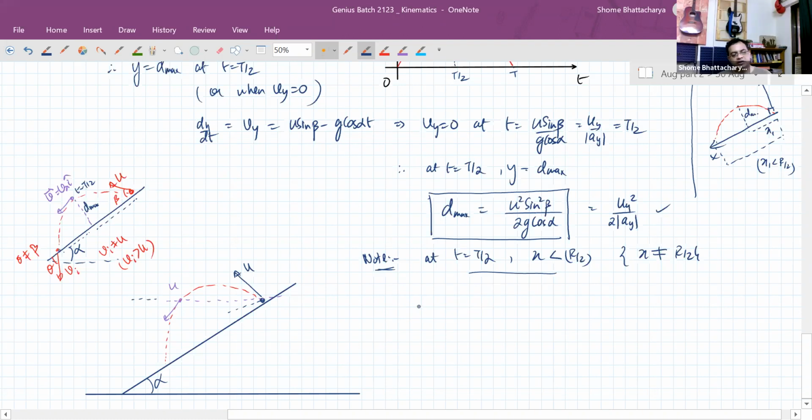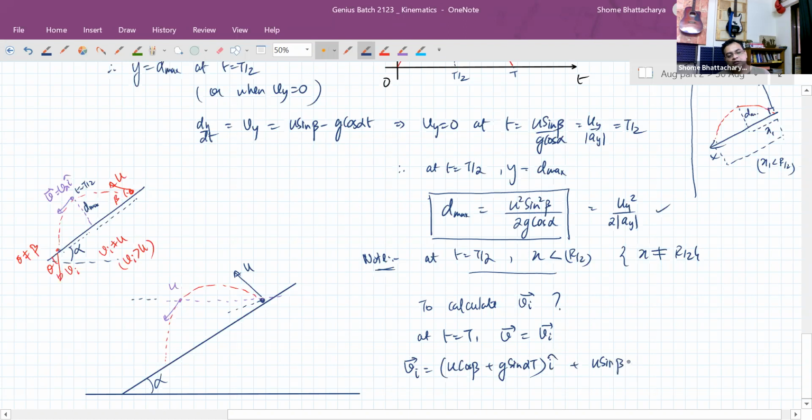So anyhow, now the final thing to calculate is V impact. Just use the concept that at t equal to capital T, the value of velocity is equal to V impact. So the impact velocity will become (U cos beta plus g sin alpha t) i cap, that is the x component, and (U sin beta minus g cos alpha t) j cap.